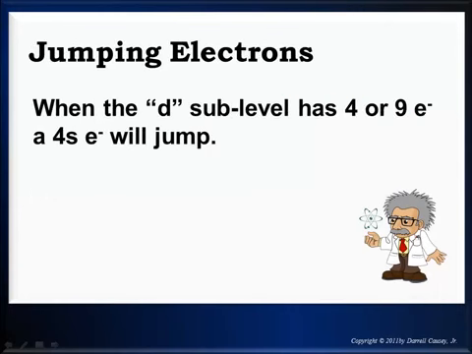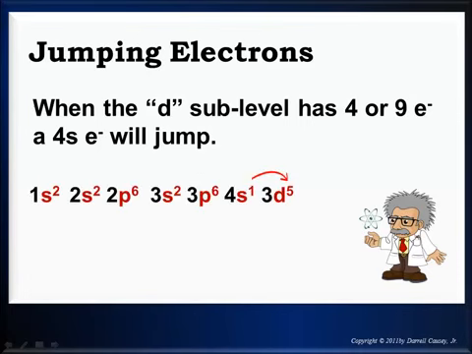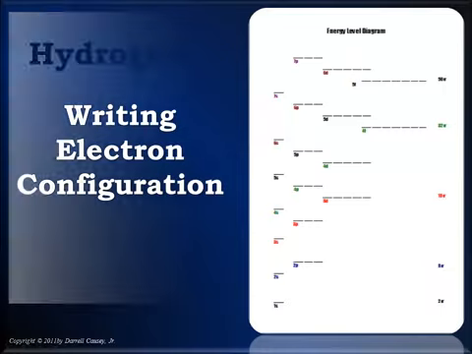And then remember, we also have some complications with jumping electrons. When the d sublevel has 4 or 9 electrons, a 4s electron will jump into the last d orbital. So you'll notice there it is, 4s1, 3d5 instead of 4s2, 3d4. And then here with copper, we end up with 4s1, 3d10 instead of 4s2, 3d9. An electron jumps.